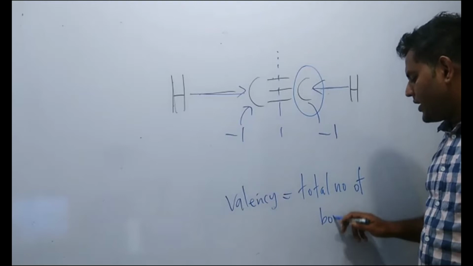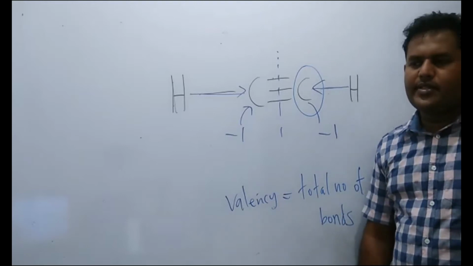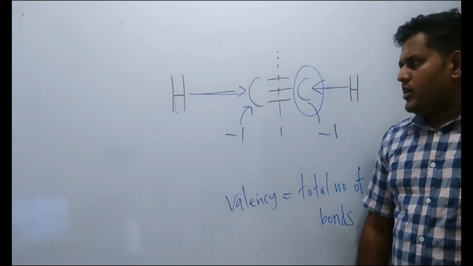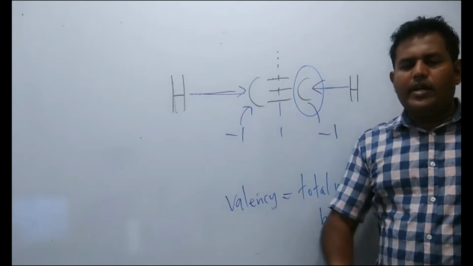Valency is nothing else. Valency is the total number of bonds. That's it. Around a certain atom, the total number of bonds: sigma bonds, pi bonds, everything.